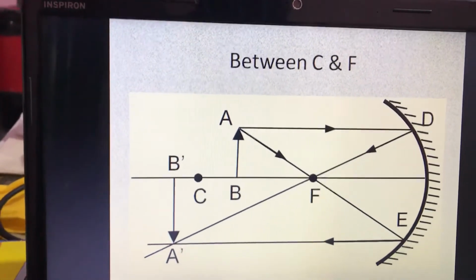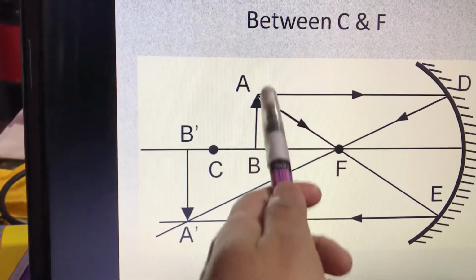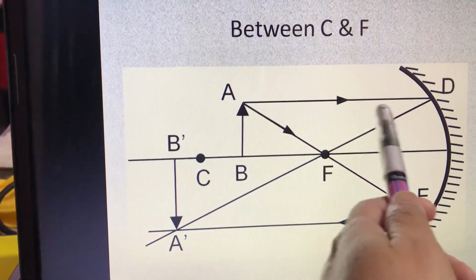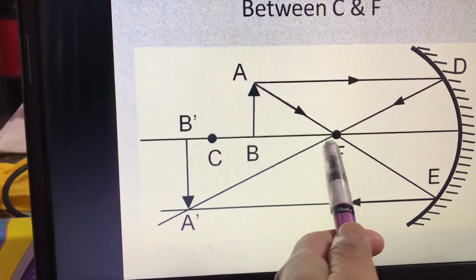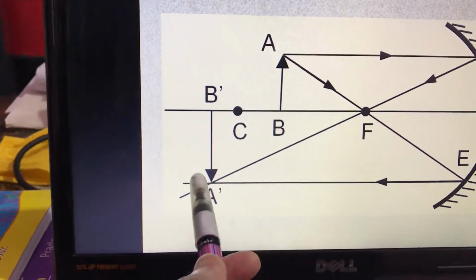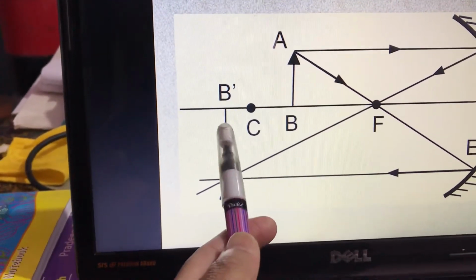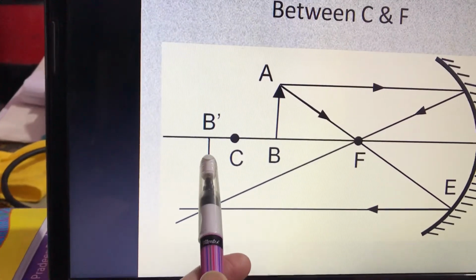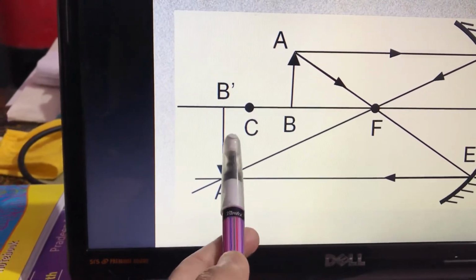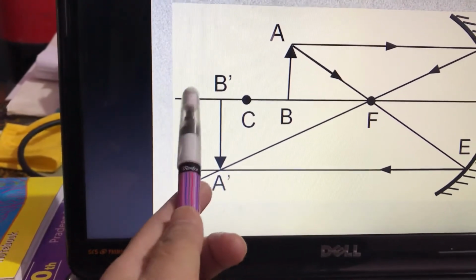Next one, between C and F. So here the object is at this point between C and F. One ray you take is parallel to the principal axis, again passing through the focus, then one passing through the focus will emerge parallel to the principal axis. They meet at this point. So the image is of larger size, isn't it? Means magnified, real, inverted, and the position is beyond C.